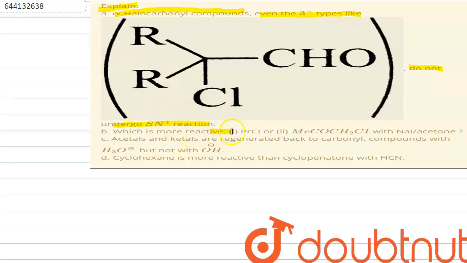Question B: which is more reactive with NaI in acetone, propyl chloride or this compound? And the third, question C: acetals and ketals are regenerated back to the carbonyl compound with H3O plus but not with OH minus. D: is cyclohexanone more reactive than cyclopentanone with HCl? So let's solve question A first.